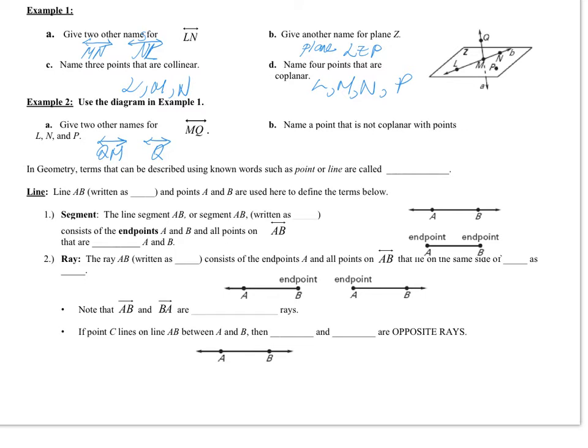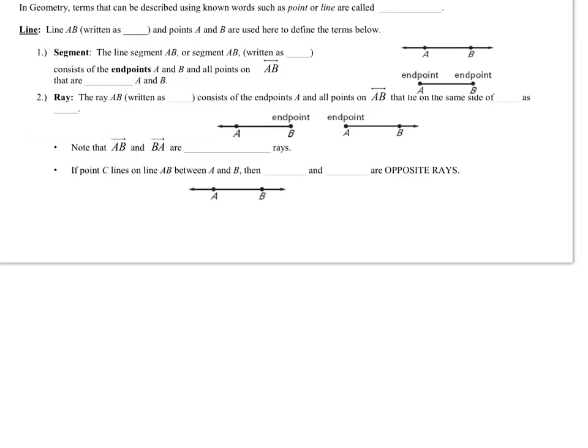And the next one is name a point that is not coplanar with points L, N, and P. So let me cross this part out, and that would be Q. So L, N, and P are on this plane, but Q is not. In geometry, terms can be described using known words such as point or line, and they are called defined terms.